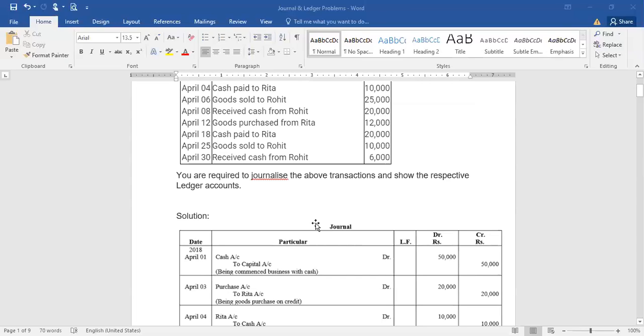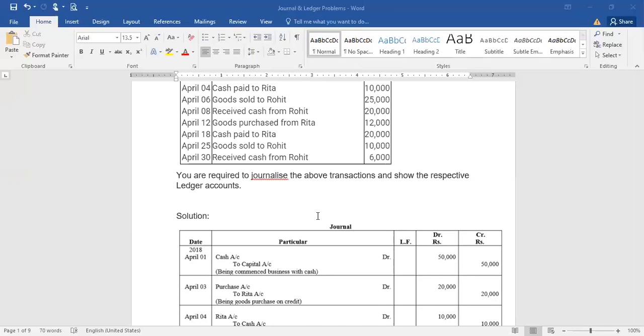Then goods purchased from Rita. Again, purchase account and Rita's account. Purchase is real and Rita is personal. So purchase account debited to Rita's account. And cash paid to Rita: cash is going out. Debit what comes in, credit what goes out. Who is the receiver? It is Rita, a person. Debit the receiver. So Rita's account debited to cash account. Then goods sold to Rohit. Here goods are going out, so sales account. Another account is Rohit.